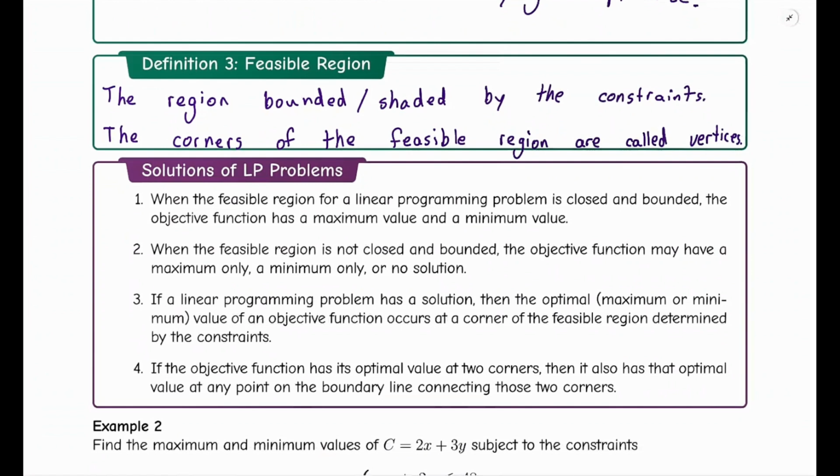If the objective function has its optimal value at two corners, then it also has that optimal value at any point on the boundary line connecting these two corners. So remember, our objective functions in this class are going to be planes only, so that means no curves. So if two of the corners have the same value and we have a flat plane between those 2 points, that means that entire edge connecting the corners has to be the same height as well. So we'll get the same value. So in those cases, you'll get many solutions, not just one or two. And I think that's a good place to stop for the first part of this video.